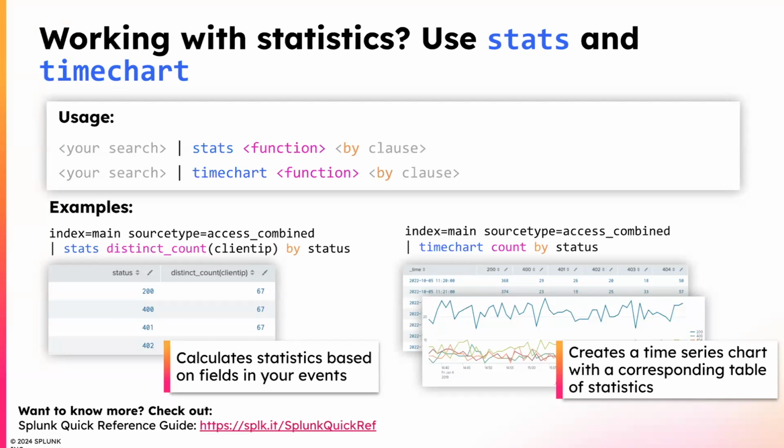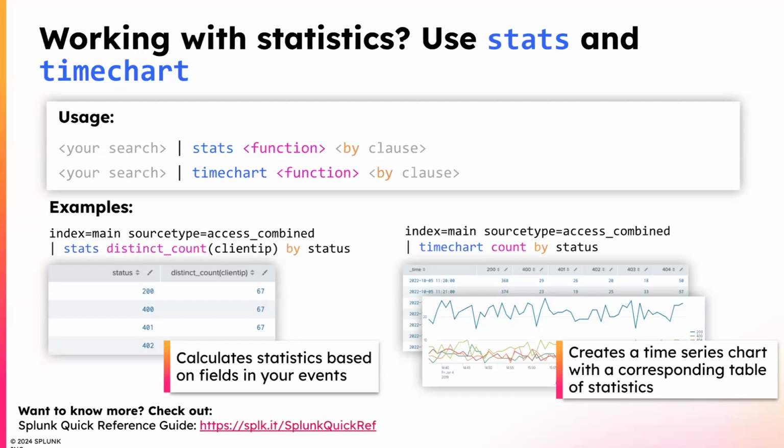Something to note about the stats command is that if it's used without a by clause, only 1 row will be returned, representing an aggregation over the entire incoming result set. But if a by clause is used, 1 row will be returned for each distinct value specified in that by clause.